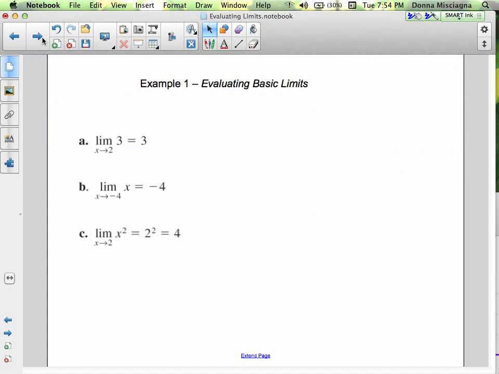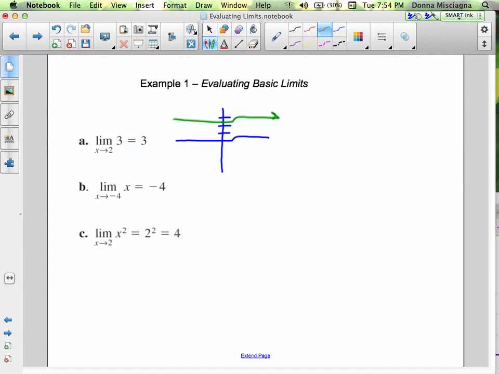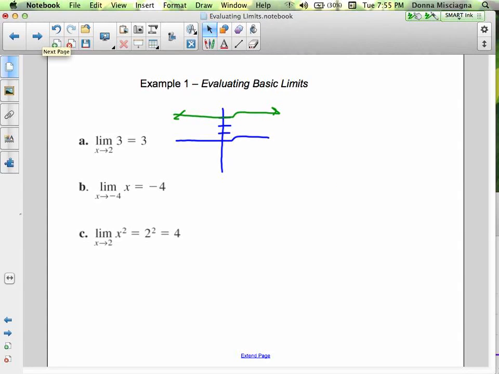So here we have 3 examples. The limit of 3 as x approaches 2 is equal to 3. Just to remind you what that would look like, it's a straight line there. So we're looking at 2. As we approach from the left-hand side and from the right-hand side, no matter what, it's going to be equal to 3. As a matter of fact, x could approach anything, it's going to be equal to 3.